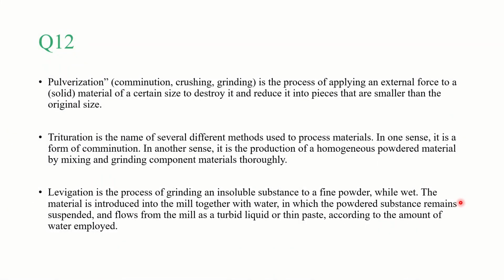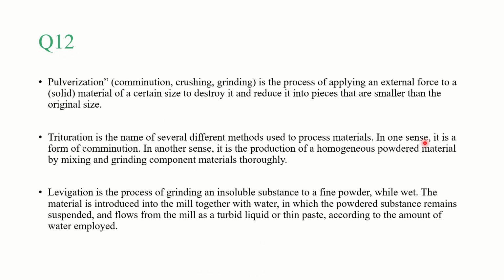So we'll go one by one. Pulverization is the process wherein we apply an external force so that the material gets reduced in size and becomes smaller than the original size. Whatever the means, crushing, grinding, everything comes under this. Trituration is also a comminution process wherein we produce a homogeneous powder material by mixing and then grinding. It is similar to the mortar and pestle, which we all have in the kitchen, wherein we put one or two items in the small mortar and use the pestle to grind, and we have a uniform homogeneous powder.